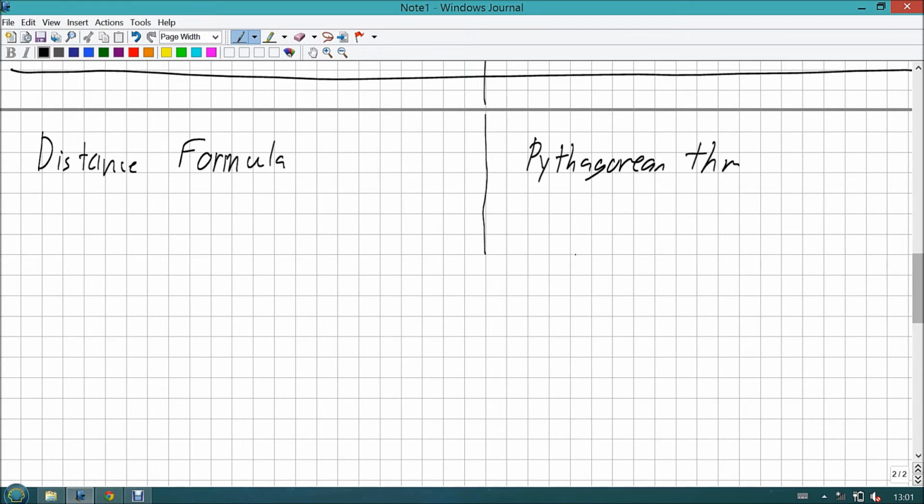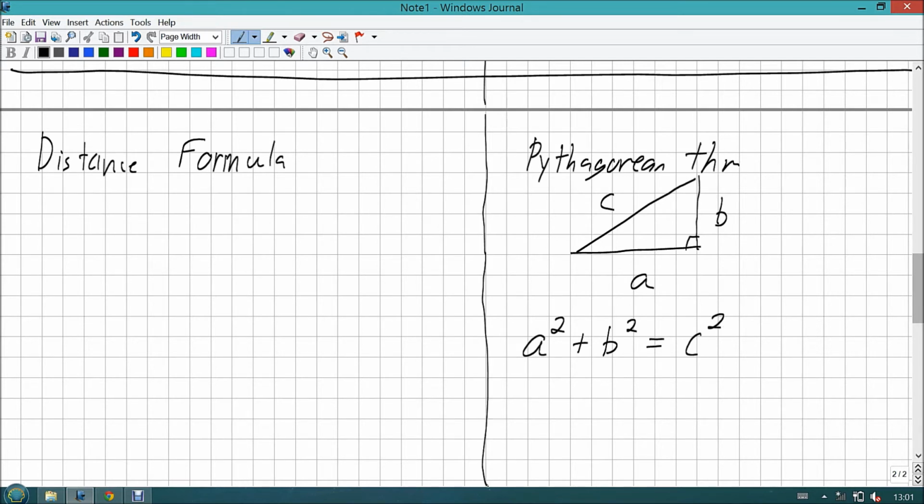And the Pythagorean theorem is that when you have a right triangle, with a side A, a side B, and a side C, A squared plus B squared is always set equal to C squared. This is the Pythagorean theorem. It's been around for a very long time.